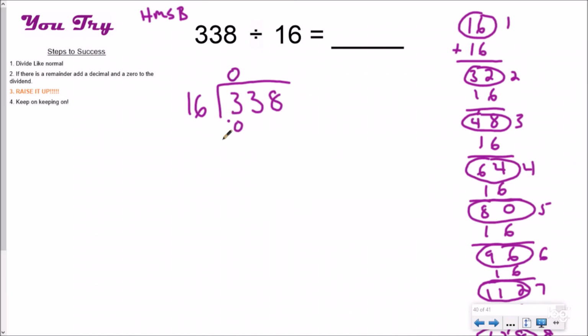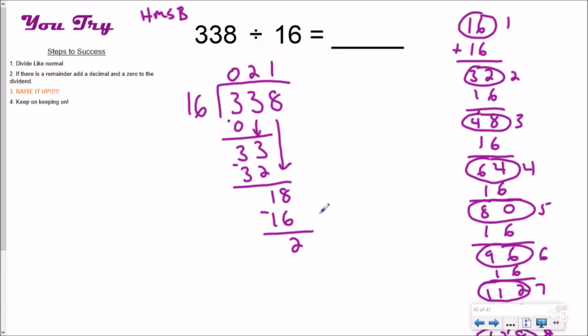I'm going to subtract and get a 3. I'm going to bring down my next digit. I have a 3. I can fit 2 groups of 16. When I multiplied that, that was 32. I subtract. I get an 18. I bring down the 8. How many groups of 16 go into 18? Obviously 1. I'm going to subtract and get 2, okay? And just like we said in 4th grade and 5th grade, you would have just written your answer as 21, remainder 2.